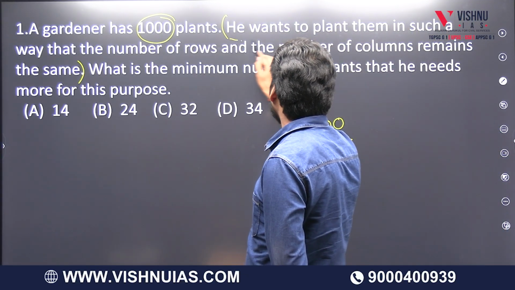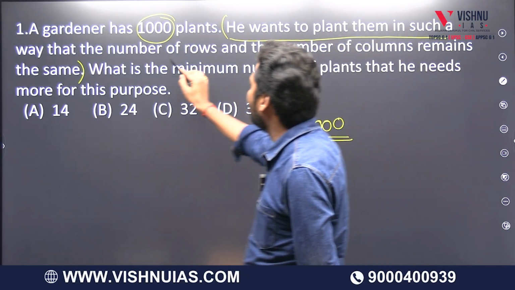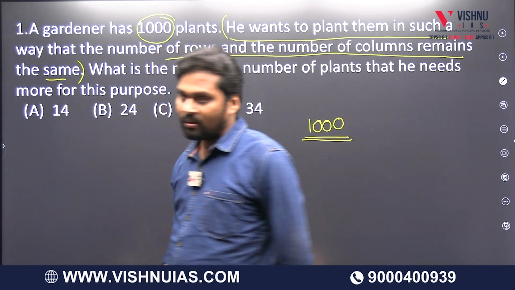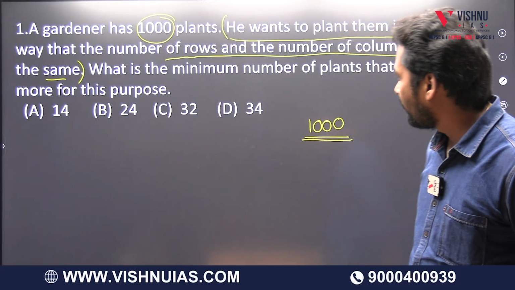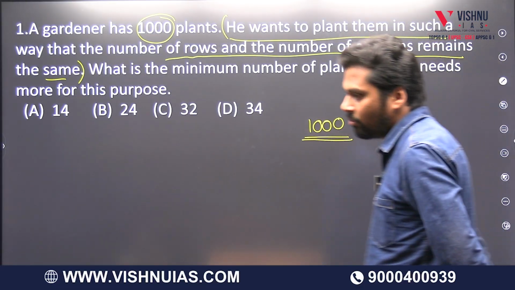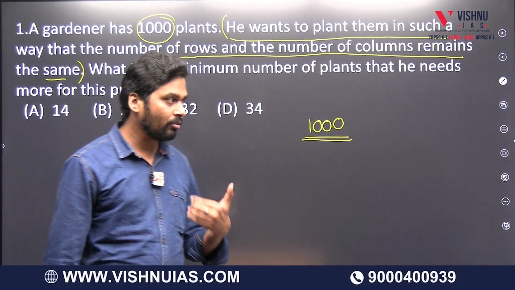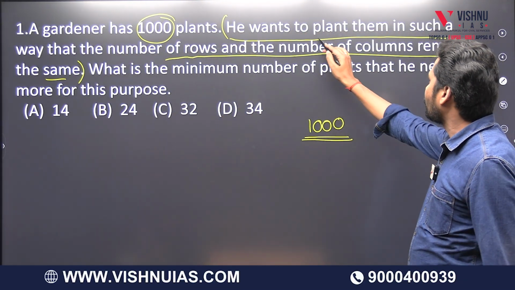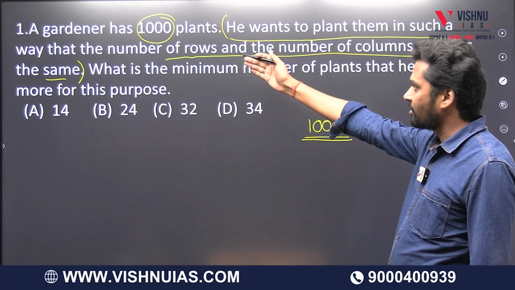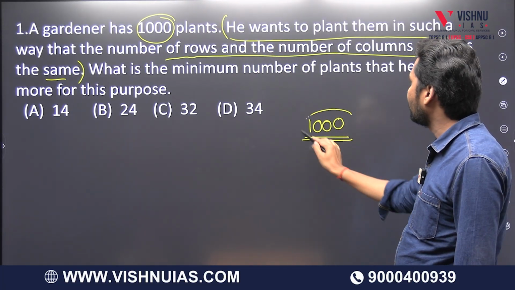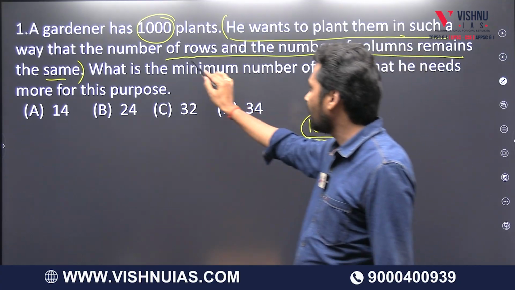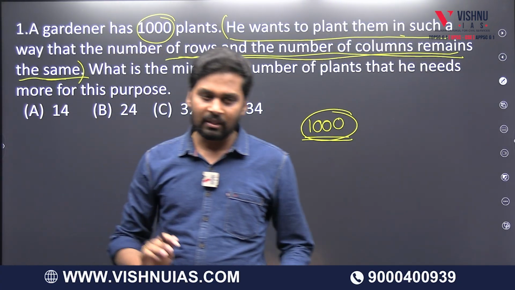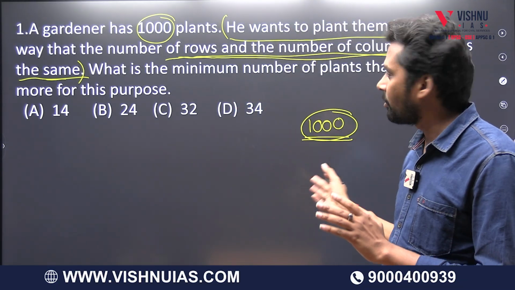Okay, so here you can see that he wants to plant them in such a way that the number of rows and the number of columns remains the same. Even though you are doing a quantitative aptitude question, mostly it's related to the logic only. First, you need to understand the logic and the problem. Forget about the numbers, just focus on the logic of this problem.